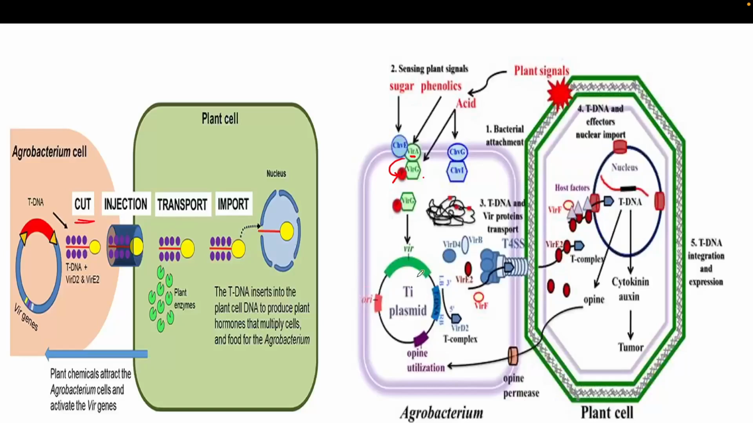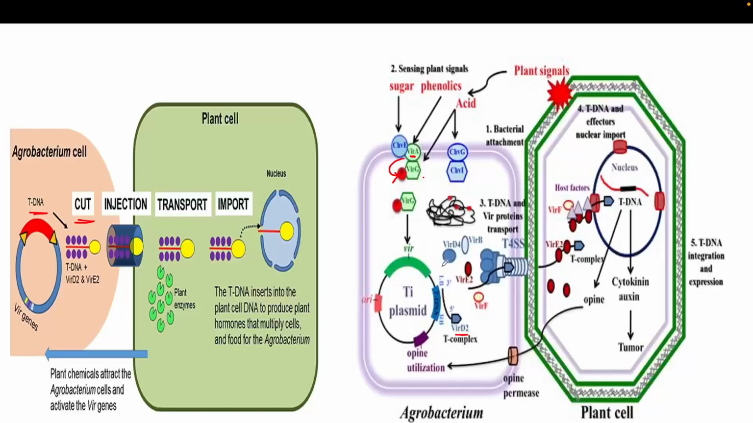Then the second thing is the cut. Now the T-DNA region is present as double stranded DNA, but for the transfer of the T-DNA, it should be present in a single stranded form. So with the help of the virulence D1 and D2 genes, the T-DNA will be converted into single stranded T-DNA. Once it is converted into single stranded T-DNA, it is very prone to nuclease attack.